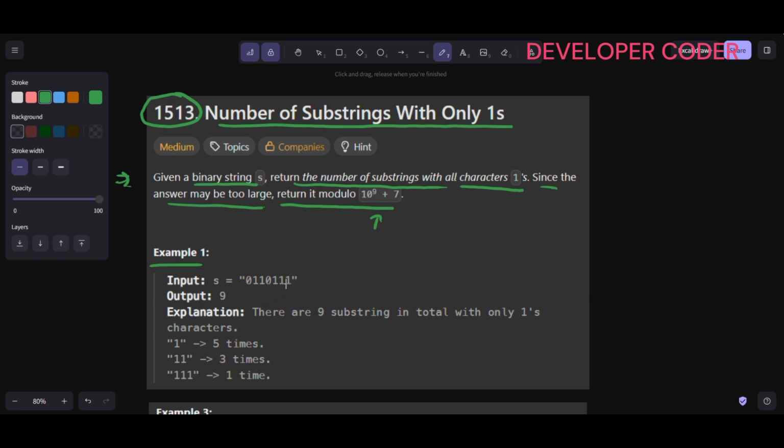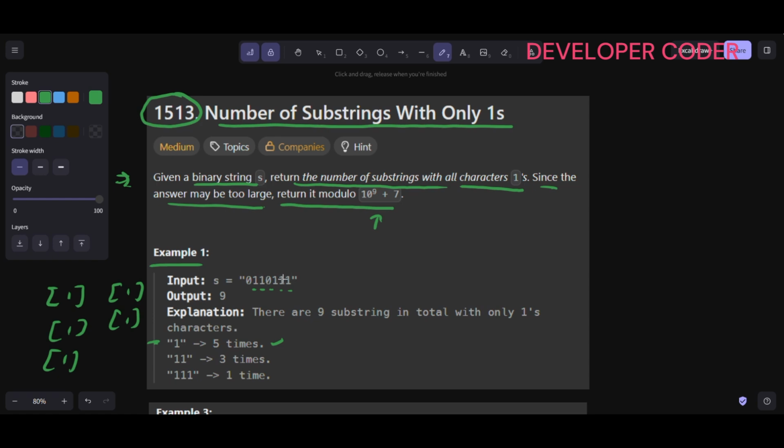So in this string, how many ones do we have? First thing, 1, 2, 3, 4, 5. So 1 is appearing 5 times. That simply means that we can create 5 substrings of 1. So if you see in all these substrings, we have just one. Okay, so this is done.